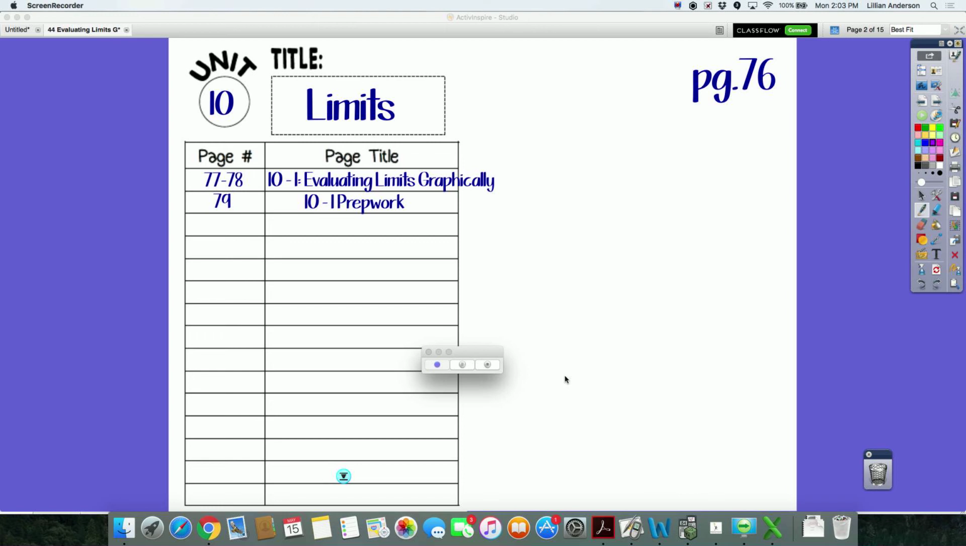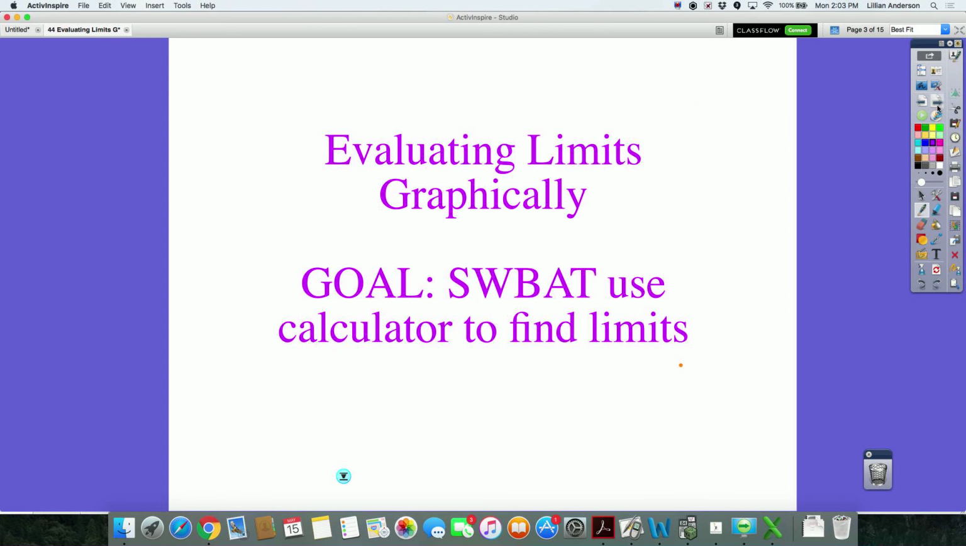Today we are talking about limits, the last unit for pre-calculus this year. We are going to be talking about evaluating the limits graphically. That's why we are using the graphing calculator today. So we're using the calculator to find limits. Yes, there is a non-calculator way to do that. That's what we're going to be talking about on Wednesday.